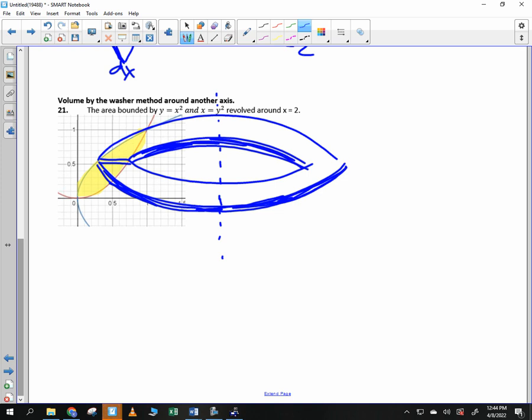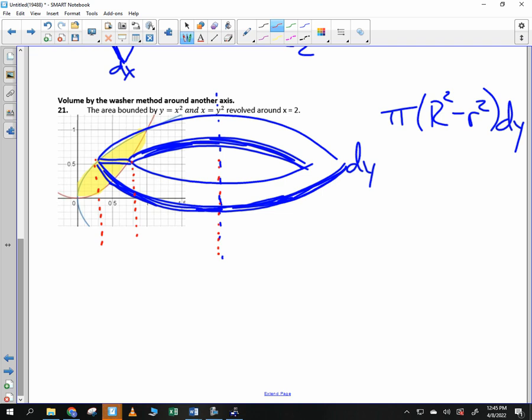All right, so I've got that. What's the thickness, dx or dy? dy, good. So I've got pi times big R squared minus little r squared dy. So let's interpret big R and little r. Notice I'm going to use kind of my little organizer I like to use here. So I've got that, and I've got that, and I've got this. So what makes up the center? X equals 2. What makes up this?